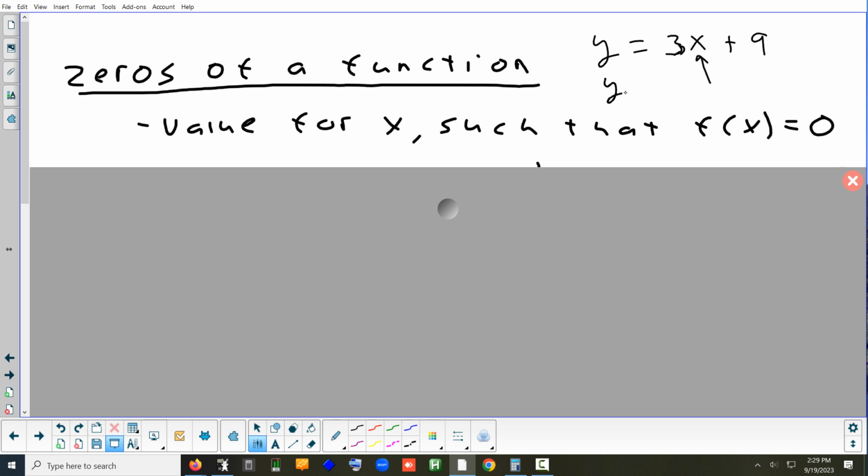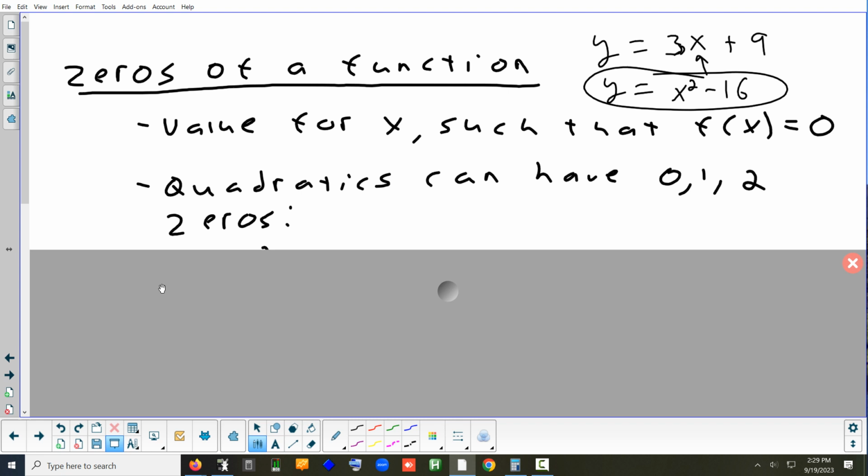Okay, here's another one. Y equals x squared minus 16. Does anybody see a number you could plug in for x this time that would give you 0? Yeah? 4. Mm-hmm. And negative 4. So this one is a quadratic. It has 2 roots, 4 and negative 4.